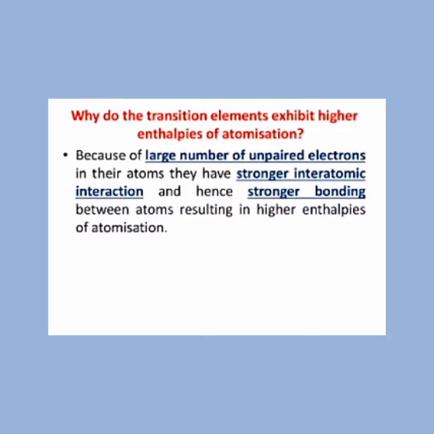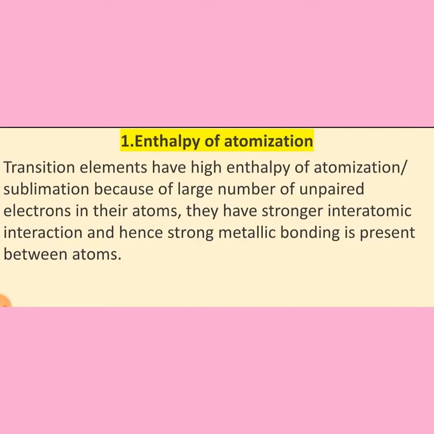Transition elements exhibit higher enthalpies of atomization. Because of the presence of a large number of unpaired electrons, they have stronger interatomic interaction and as a result stronger metallic bonds are formed, resulting in higher enthalpies of atomization. In general, the greater the number of valence electrons, the stronger the metallic bond formed and hence the transition elements have higher enthalpies of atomization.